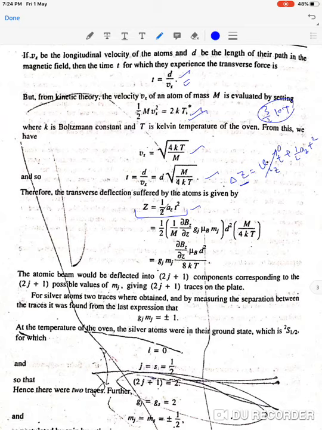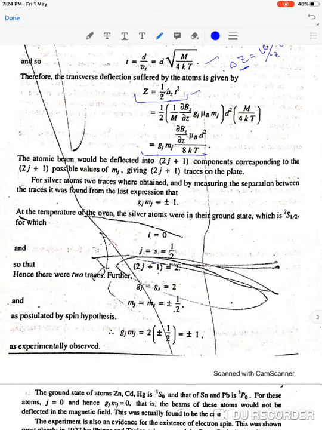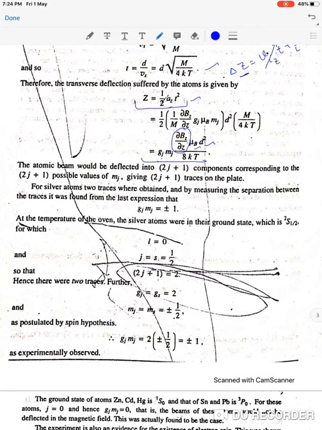Okay, now put all these values in. We calculated the acceleration, we calculated time as well. If I plug these values into this relation, the z comes out to be like this. And the deflection depends on these terms. Now this change in Bz with respect to z is a constant, mu B is a constant, d square is a constant, and 8kT, all these are constant, so the value depends on gJ and mJ.